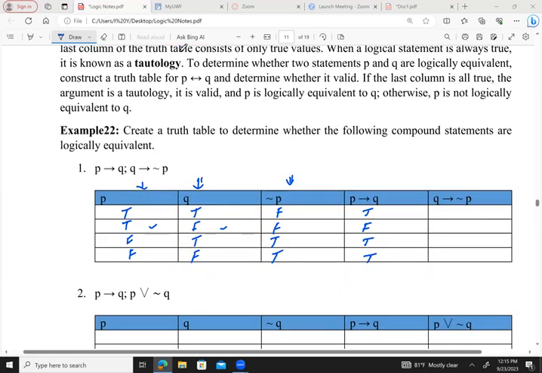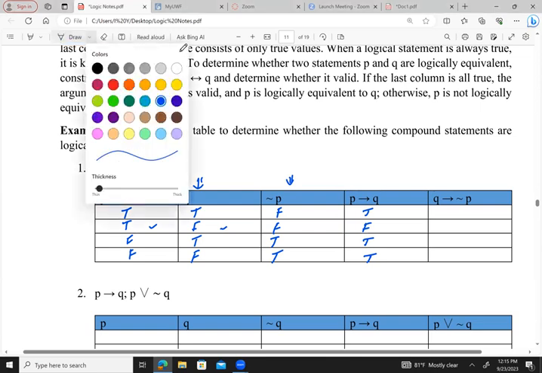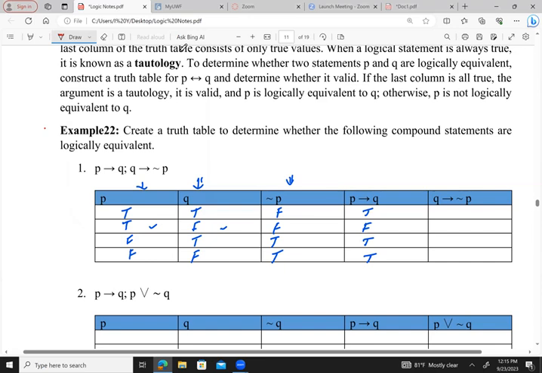Okay, so we have a typo. This is supposed to be not Q, not Q. So I need a not Q, which will be false, true, false, true.